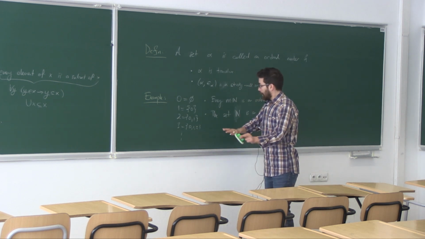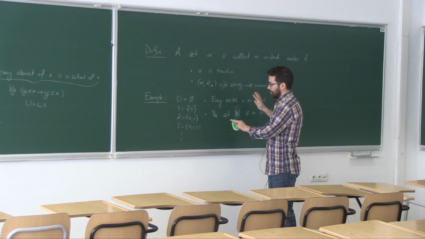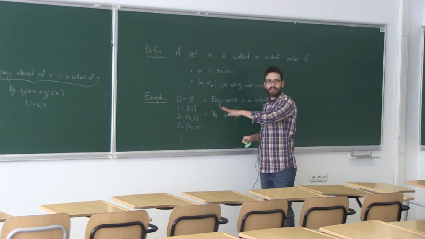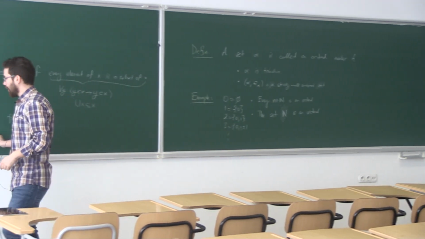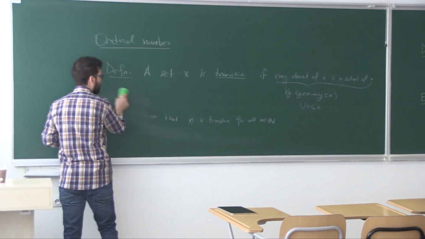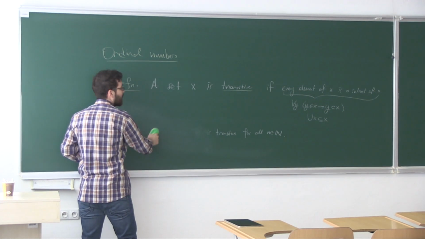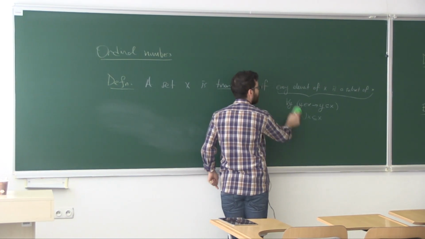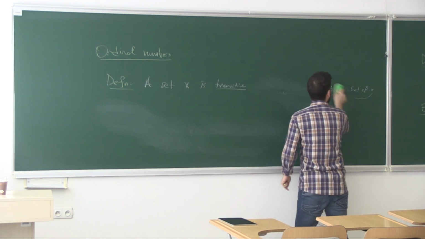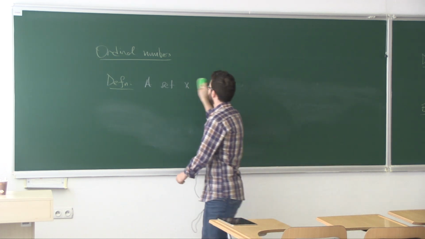Okay. Now, let's leave the examples for now. So these are the only ordinal numbers you know at this point. Let me prove some basic lemmas which directly follow from the definition of an ordinal number.